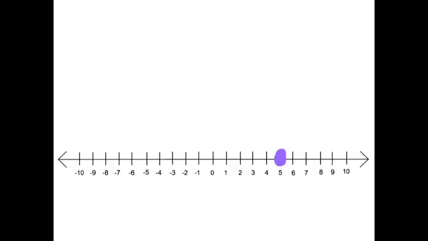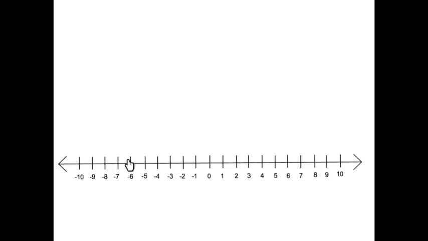And remember from the video from the other day, the absolute value of this number is going to be 5 as well. So here we have the absolute value signs on either side of the number, and the absolute value is 5.